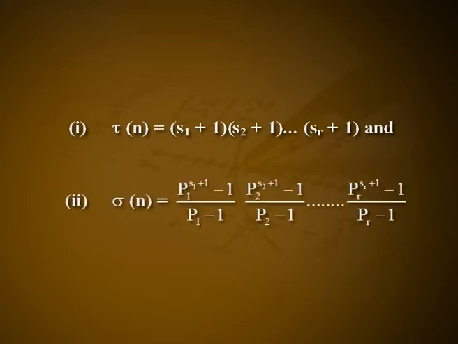Sigma of n = (p1^(s1+1) − 1)/(p1 − 1) × (p2^(s2+1) − 1)/(p2 − 1) × etc. × (pr^(sr+1) − 1)/(pr − 1).